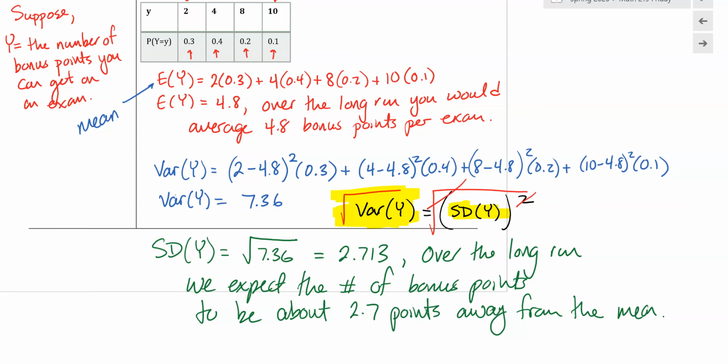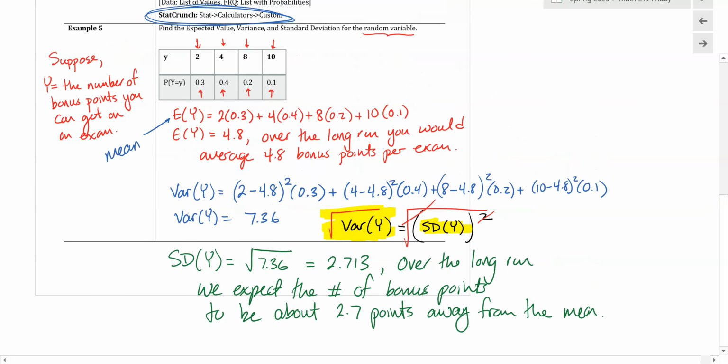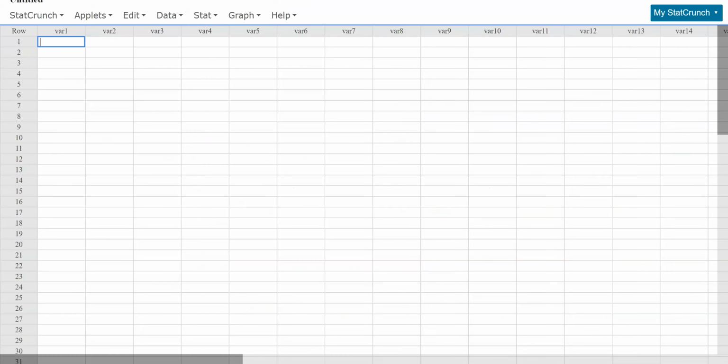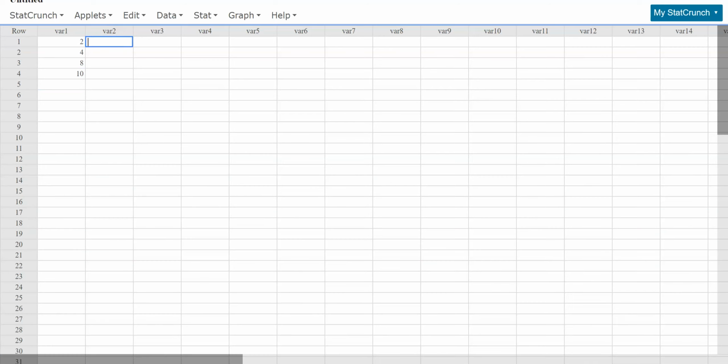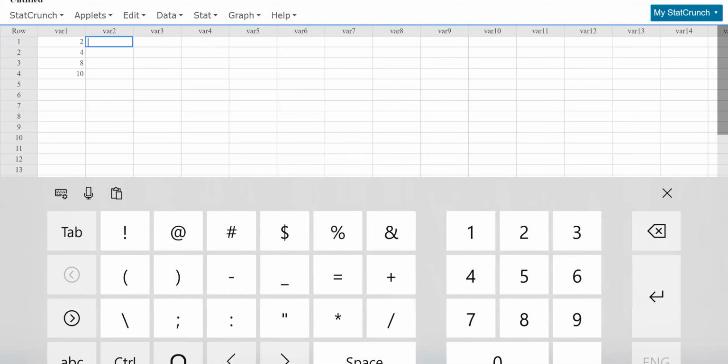So let's do that. Let me show you how to do this on StatCrunch, because we really haven't done, I guess, much of anything on StatCrunch yet, but let me show you. So I've got it already up. When you have your spreadsheet up, here's what you're going to do. You're first going to type in to one of these columns your data values. So I could have gotten, let's see, 2, 4, 8, or 10 bonus points. And then in the column next to it, write down the probability of getting each event. So I'm looking at the notes here. To get 2 bonus points was a 30% chance. To get 4 bonus points was a 40% chance. This was a 20% chance, and this was a 10% chance.